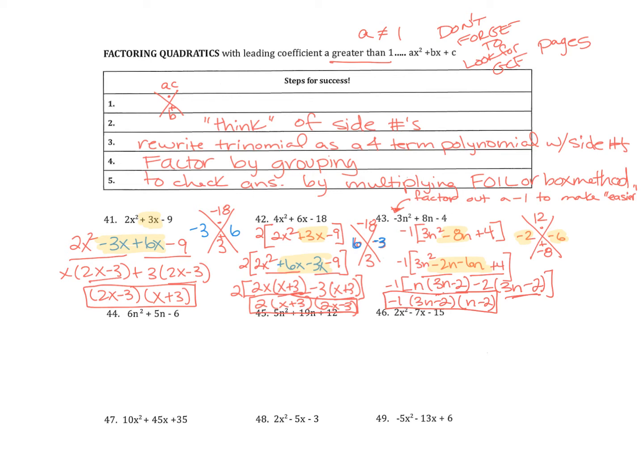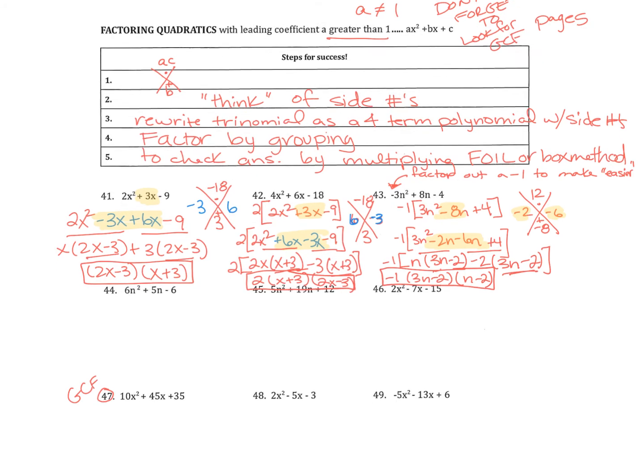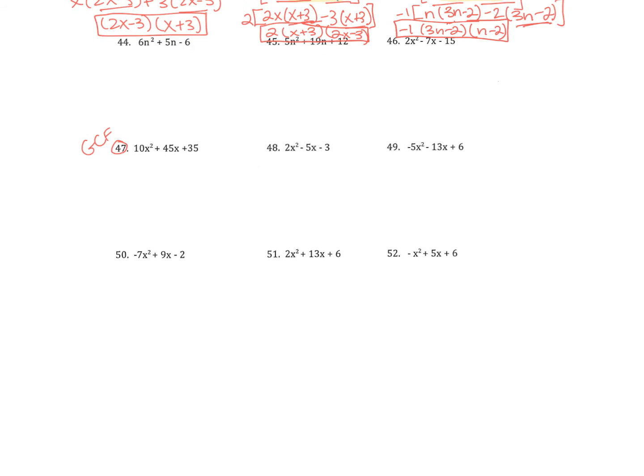So the rest of the page are problems that, if you were in class, we're going to work on. I just want to mention for those of you that were absent and you're watching this at home, be careful on 47. This is one I recommend pulling out the GCF first because your numbers get smaller. It gets a little easier.